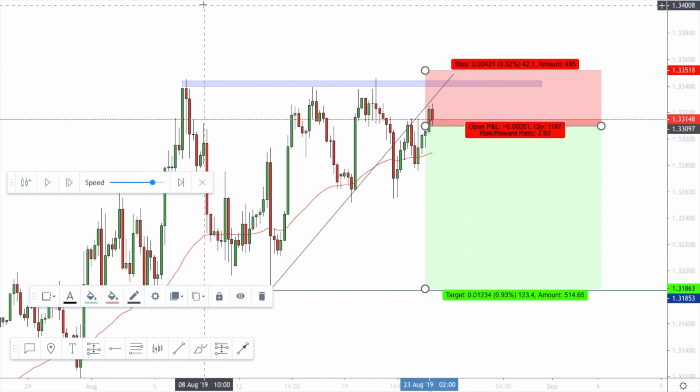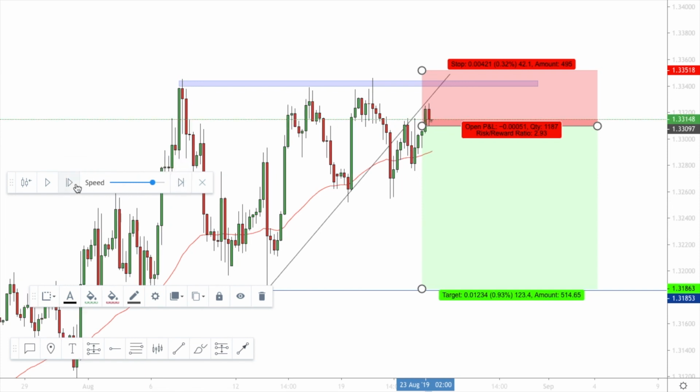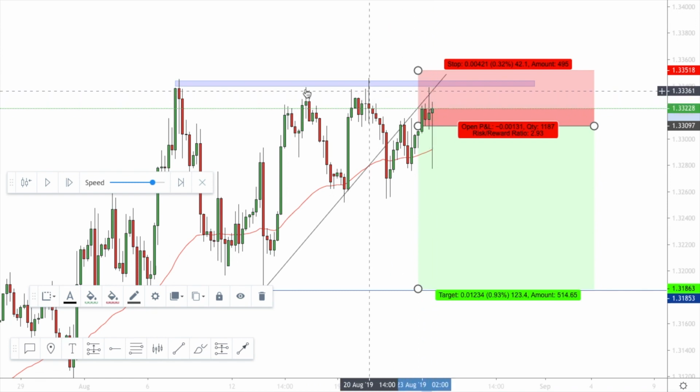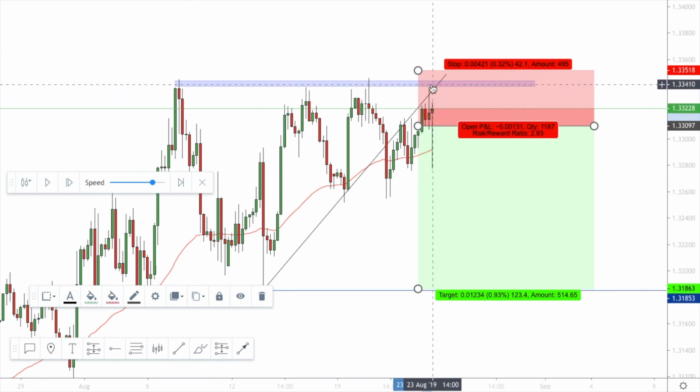So let's let this play out. This is actually on the 4 hour. As you can see, 240 minutes is 4 hours. So let's play it candle by candle and see how it plays out. As you can see, we've got a spike here, confirming this as an area of resistance.